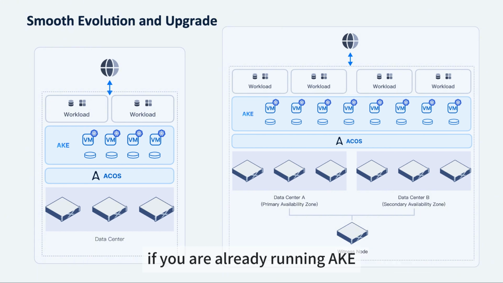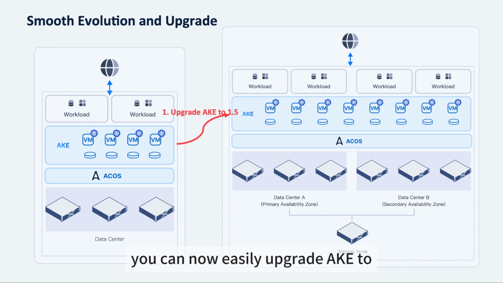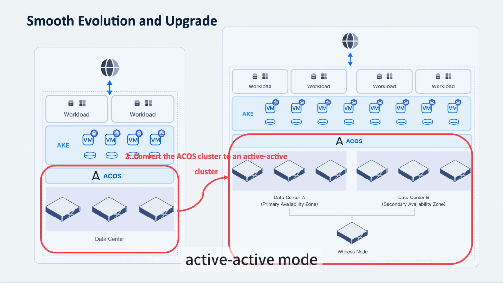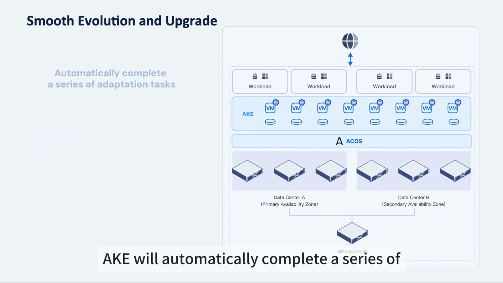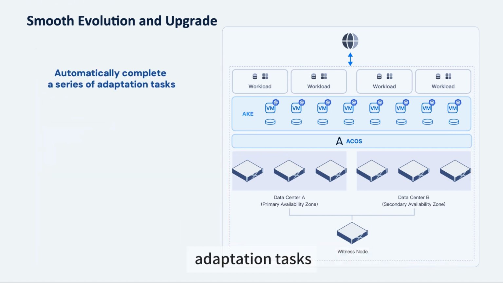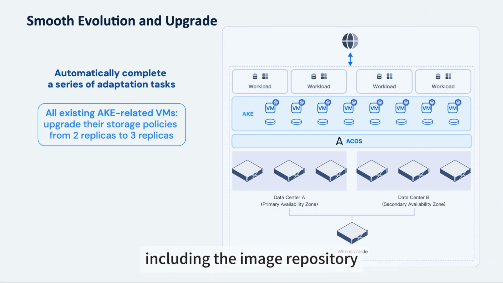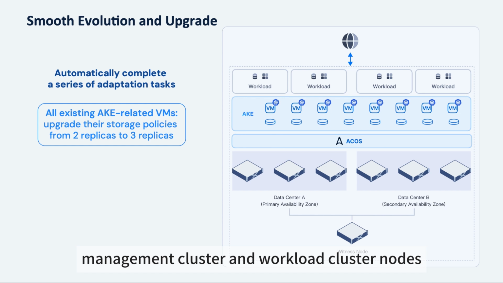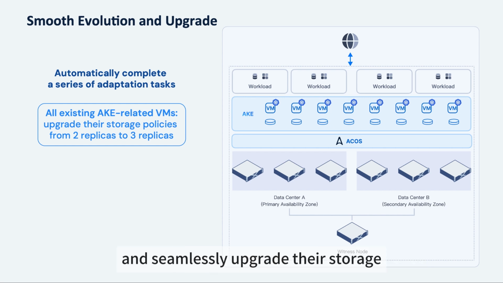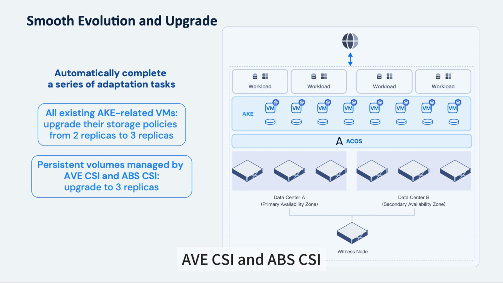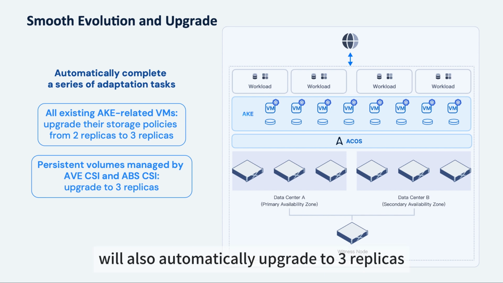If you are already running AKE on a non-active ACOS cluster, you can now easily upgrade AKE to version 1.5 and then convert the underlying cluster to active mode. After the upgrade, AKE will automatically complete a series of adaptation tasks. All your existing AKE-related virtual machines, including the image repository, management cluster, and workload cluster nodes, will automatically and seamlessly upgrade their storage policies from 2 replicas to 3 replicas. Similarly, all persistent volumes managed by AVE-CSI and ABS-CSI will also automatically upgrade to 3 replicas.